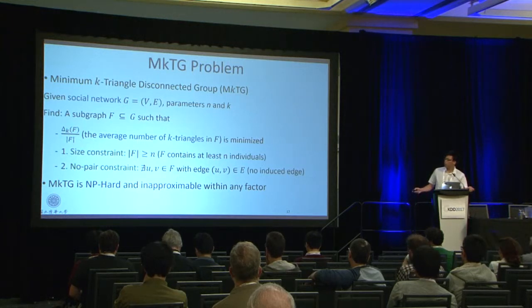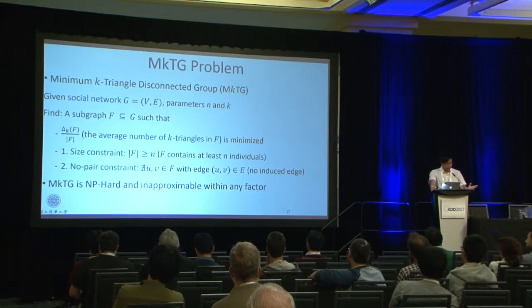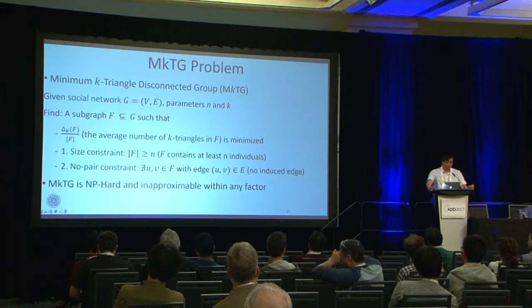So with the objective function and these 2 constraints, this problem is very challenging. In fact, we prove in our paper it is NP-hard and inapproximable within any factor. So this means that unless P equals NP, we cannot find a polynomial-time algorithm to solve it.